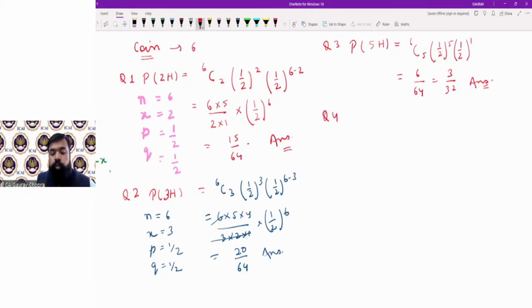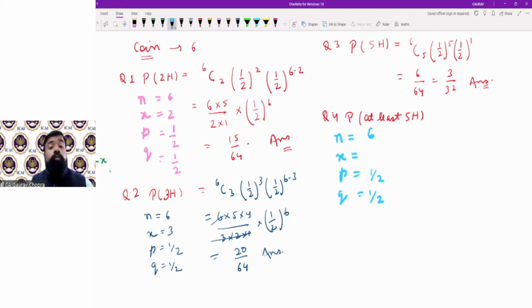Now, the fourth question: what if the question is talking about at least 5 heads? What will be the values of n, x, p, q? The rest are all the same: 6 coins, half p, half q. But what will be the value of x? At least 5 heads are required, so 5 or more we have to select. So we will take 5 and 6, because more than 6 is not possible, as the maximum number of coins is 6.